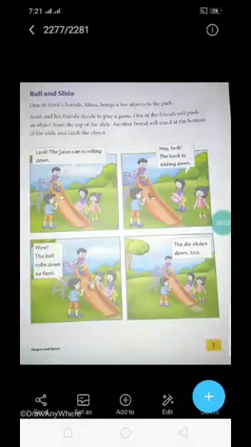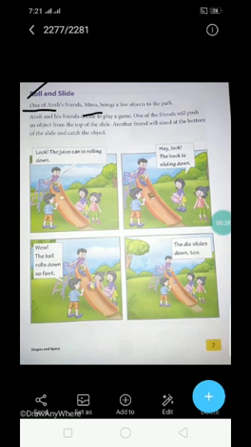Students, today we are going to learn a topic, roll and slide. On page number 7, lesson number 1, shapes and space. Let's read. One of Ansh's friends, Minu, brings a few objects to the park.